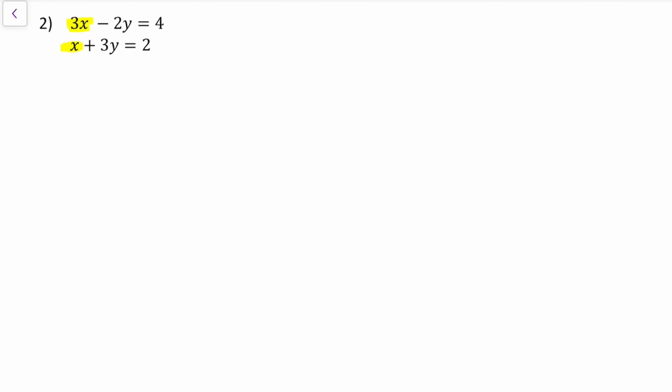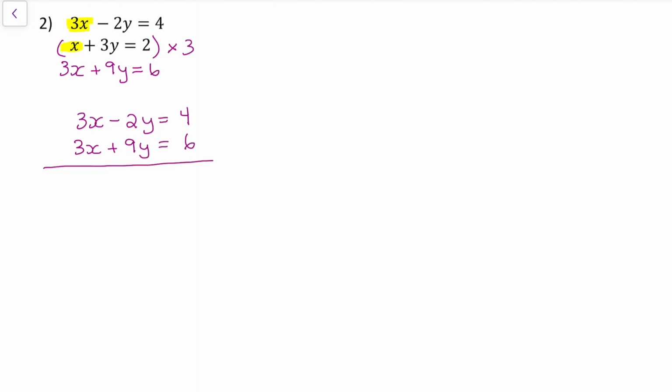So what I'm going to do is take this second equation and multiply it by 3. Now we have to multiply the whole thing by 3, not just our x, or else we've changed our equation. We don't want to do that. We need to multiply and make the whole thing 3 times bigger. So instead, I end up with 3x plus 9y equals 6. So now my two equations are 3x minus 2y equals 4 and 3x plus 9y equals 6. I've multiplied one of my equations to make my x's the same.